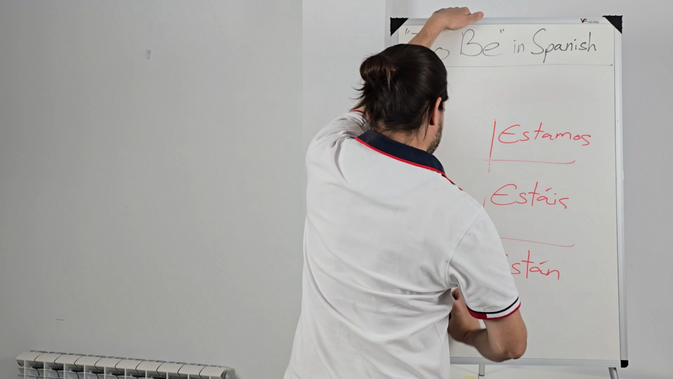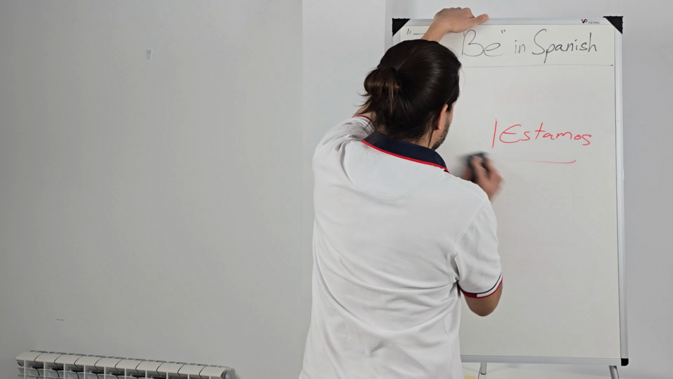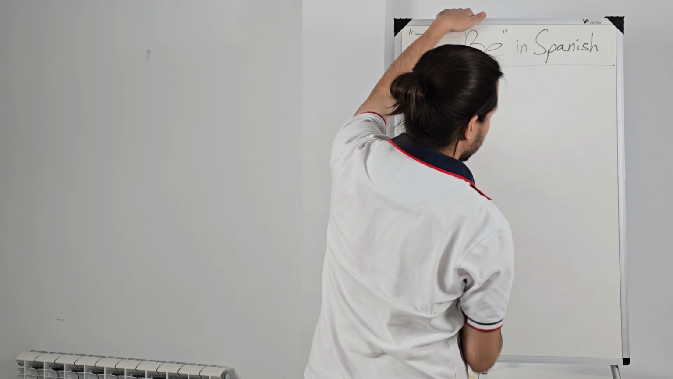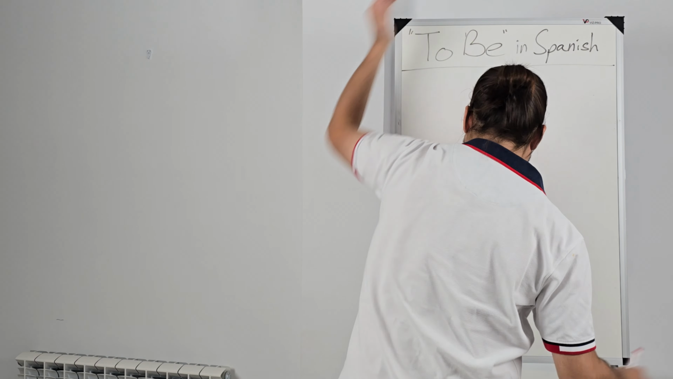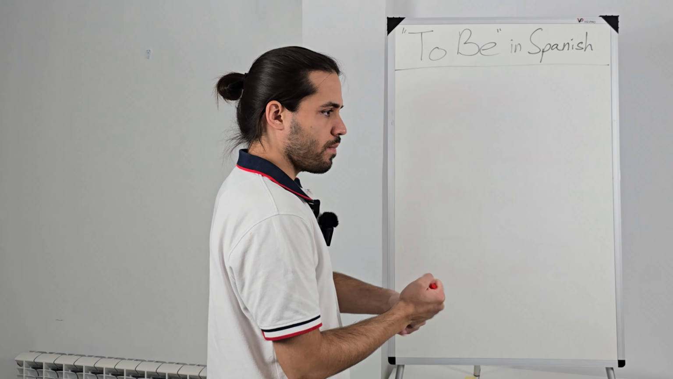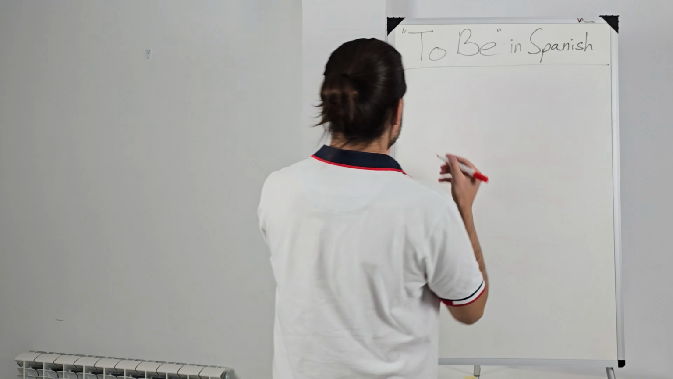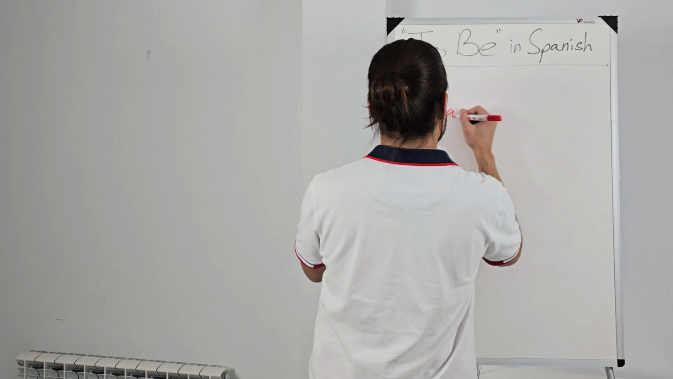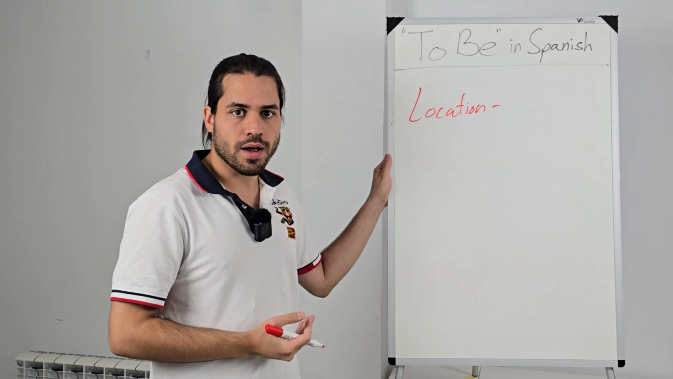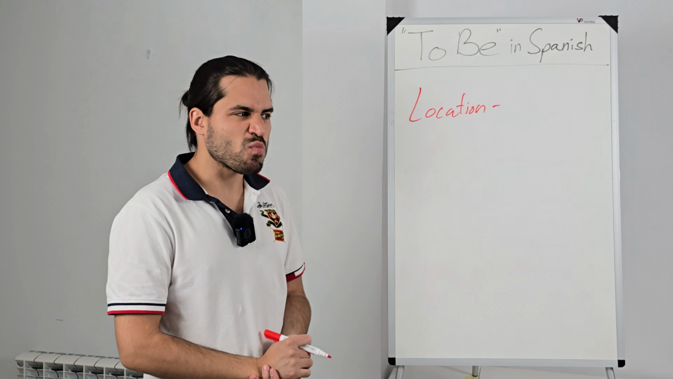So again, these are what you would use if you're talking about temporary states of being. So that's how it's commonly described when most people teach this stuff. Second way you use estar would be for location. What do I mean by this? Location is somewhere you are. Temporary, whatever, doesn't matter.